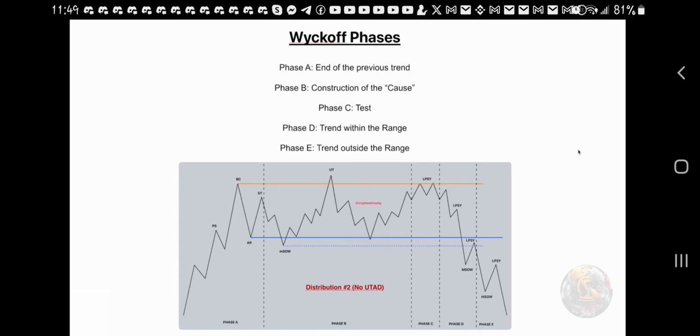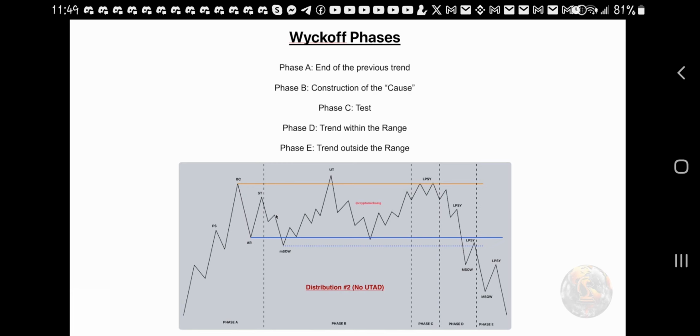Okay, so as you can see on the screen, phase A is where the trend ends and we move into what is a high probability range. Phase A is where we have our first shift of control from trending into ranging. This is key and it sets the path in motion for the whole structure that is to follow. It ends after the secondary test and it takes us into phase B. So you can see here that we have the buying climax, we have the automatic reaction, and then after the secondary test, that is when phase A ends, that's when we move into phase B.